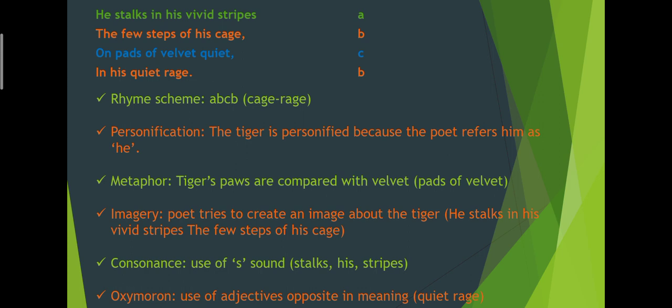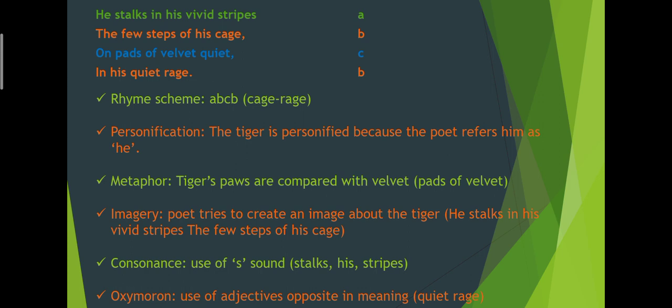And going to the third line, quite again different from the first and second line. So we have to give another new alphabet. And coming to the fourth line, rage. This sound is similar to the last word of second line, cage, rage. So we should give same letter to this. So the rhyming scheme becomes ABCB. This is the first poetic device used in this stanza. And the next one is personification.